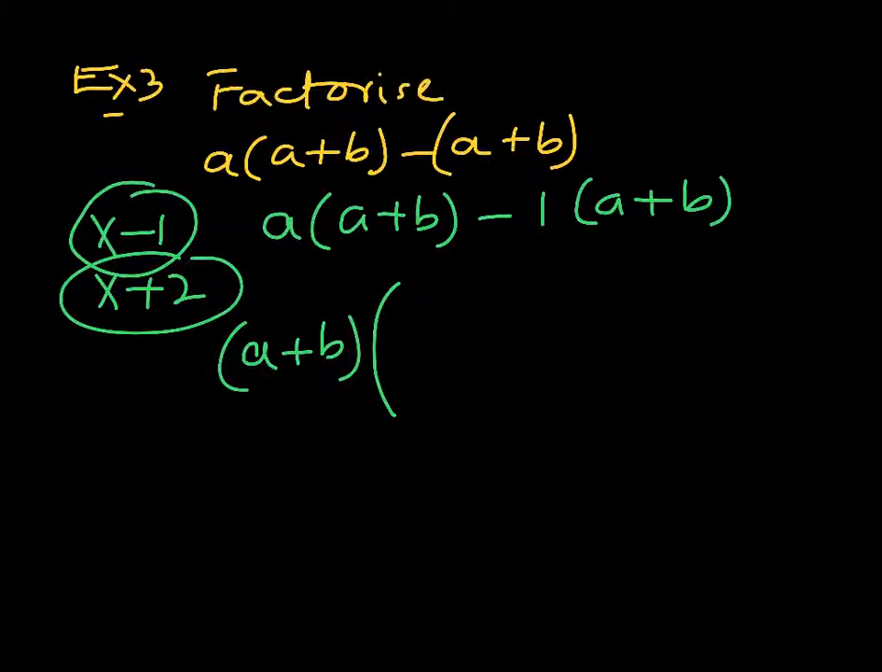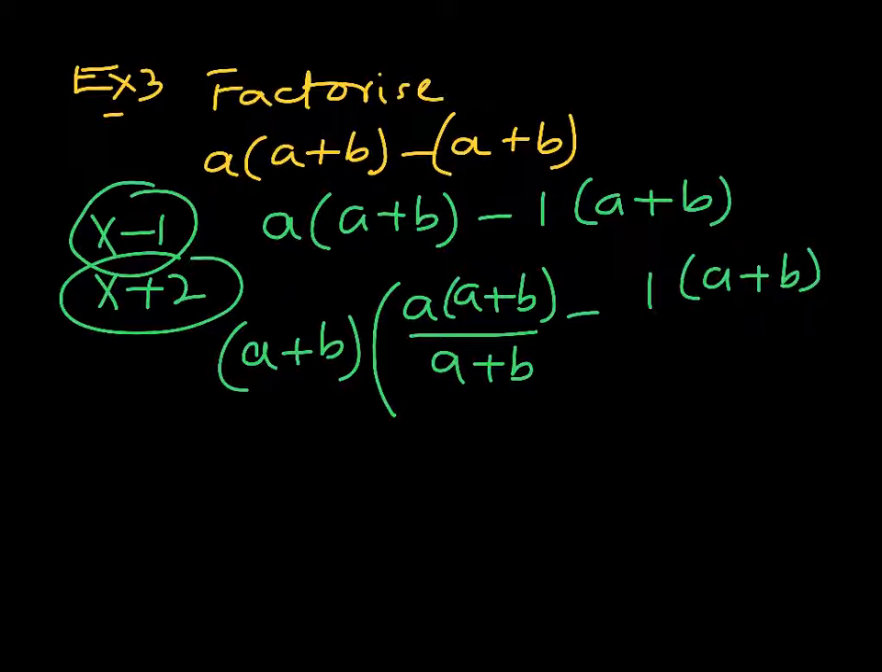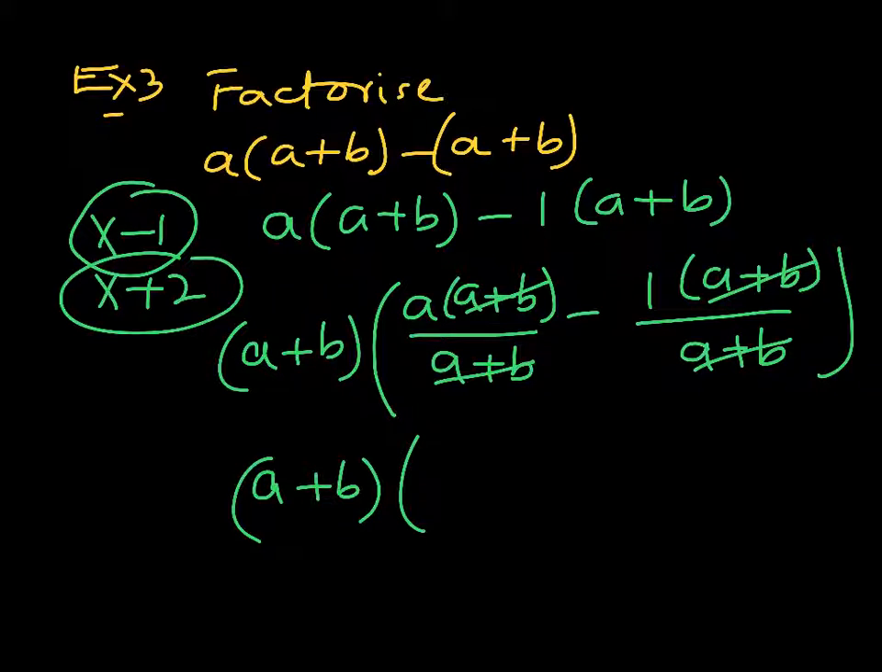So, and then we have a into a plus b divided by a plus b minus 1 into a plus b divided by a plus b. Now you close the bracket. Now we can cancel out what factors we find in the numerator and the denominator. So a plus b cancels out a plus b, a plus b cancels out a plus b. So what do we have left over? So this is a plus b into a minus 1.